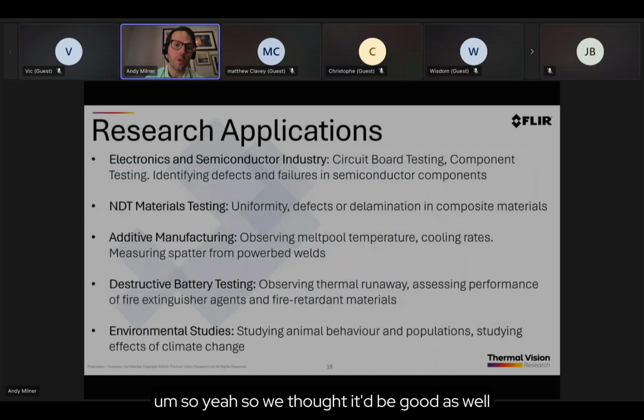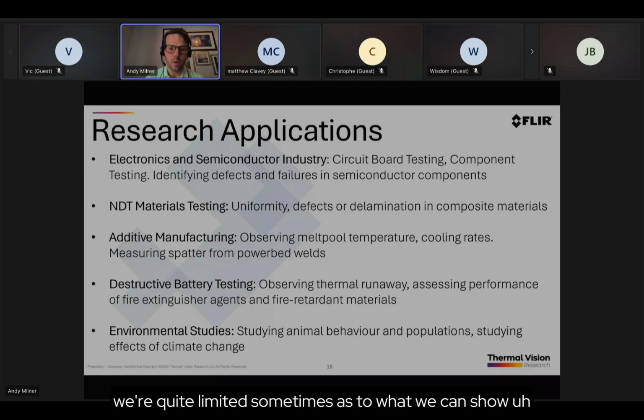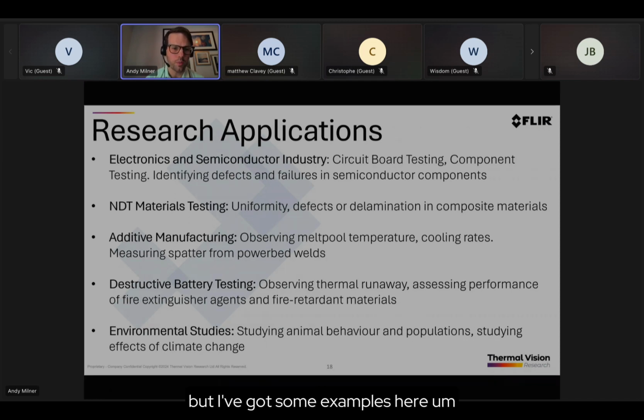So we thought it'd be good as well just to go over some of the industries that we work in and just show some footage that we've done over the years. Unfortunately, a lot of the stuff we do is protected by NDA, so we're quite limited sometimes as to what we can show. But I've got some examples here of things that we've done.